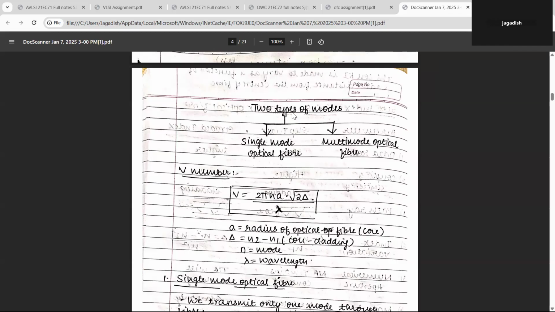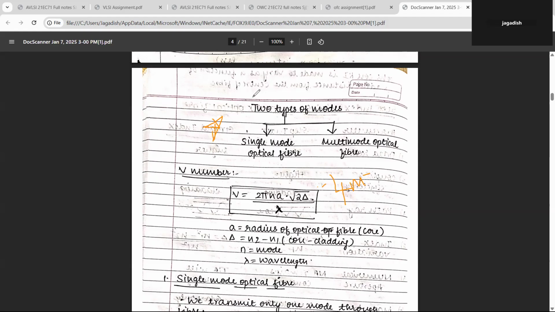Next, there are two types of modes: single mode optical fiber and multi mode optical fiber. This is very important. To calculate V number, you will be using this formula. Everyone, write down this formula, V number, 4 marks problem. They will be asking you in the examination. Hello, 4 marks to 6 marks. They will be asking you problems on how to calculate the V number. They will ask you directly.